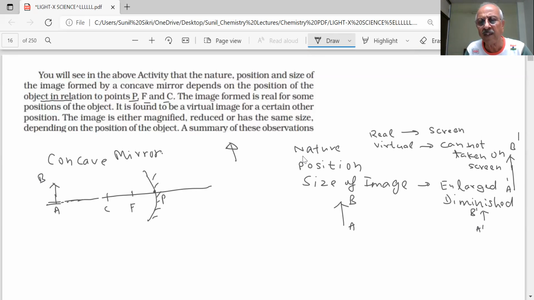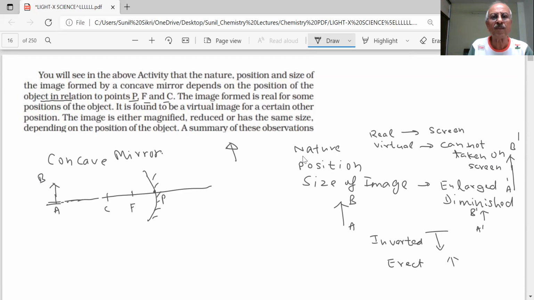And whether the image is inverted. Inverted means it goes like this, the head comes down and this is the tail. If it is erect, student, what does erect mean? Upright, so the head is on the top and the bottom is as it is. So it can be inverted, it can be erect.